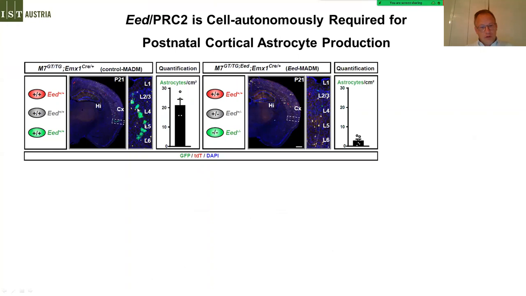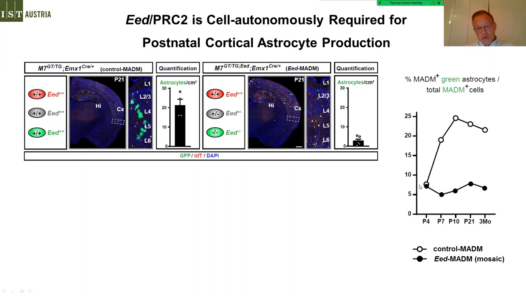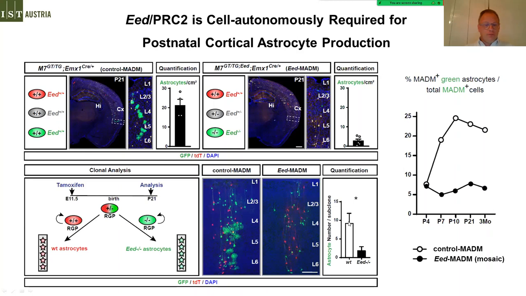But then when we knock out EED, now there's a cell autonomous requirement. So this is not a conditional knockout because it's not microcephalic, but a single cell knockout leads to a massive decrease in astrocytes. We also did a time course, and it starts at a very early time point in the first postnatal week, and then persists at a very low level if you knock out EED in the mosaic fashion. We also confirmed this by clonal analysis.